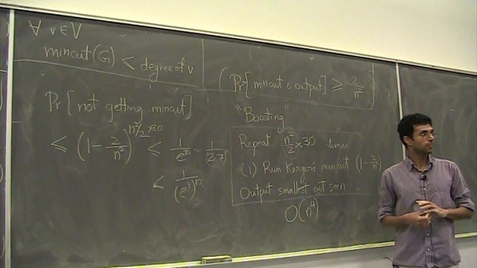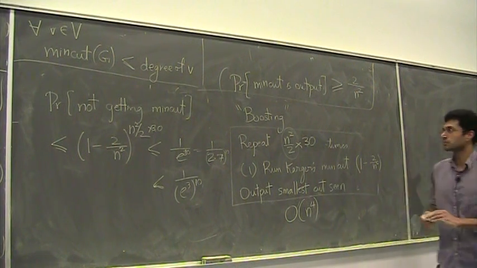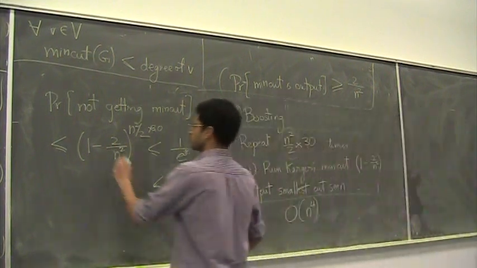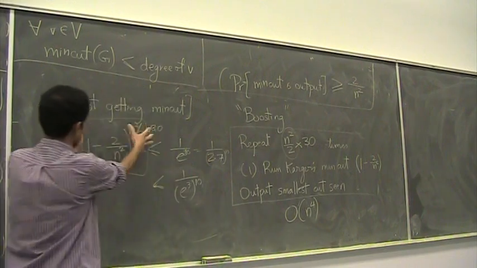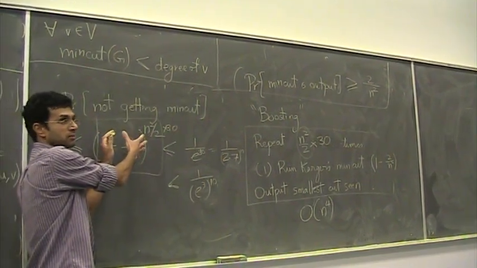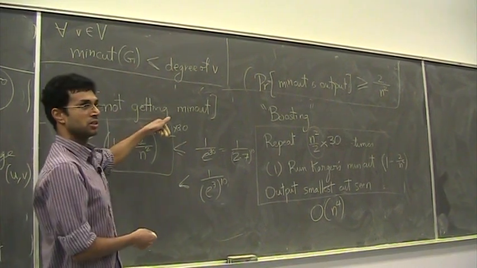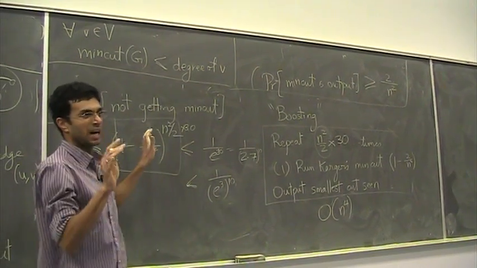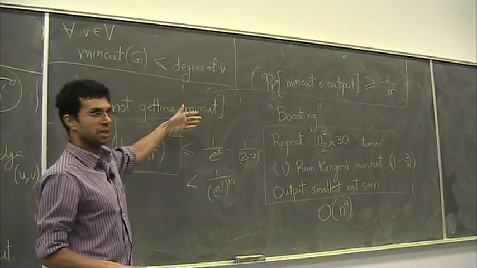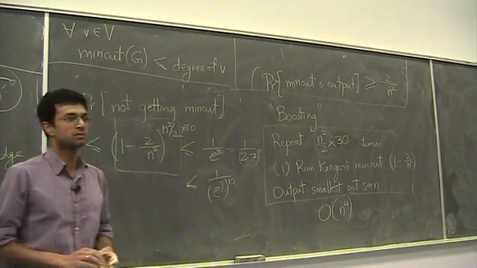Yeah. Why did you choose n squared over 2 for the number of times you repeat? So what I wanted to get is I wanted to get this thing to be 1 over e. So if I simply put whatever is the reciprocal of what's here, I get 1 over e. That's like I get something like a half. And then I can just repeat that as many times. That's for ease of calculation.